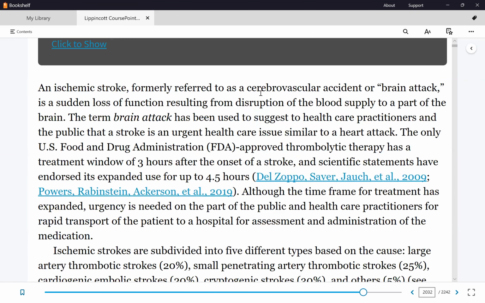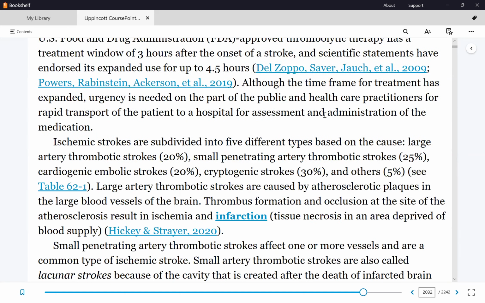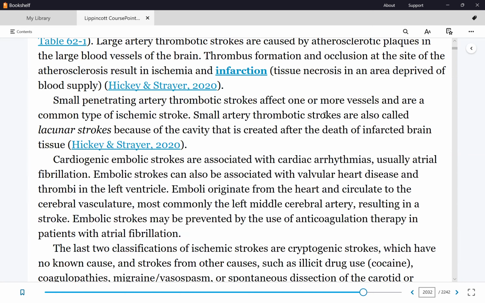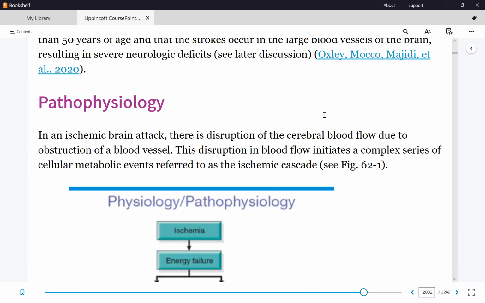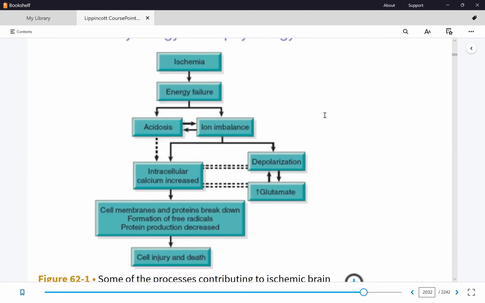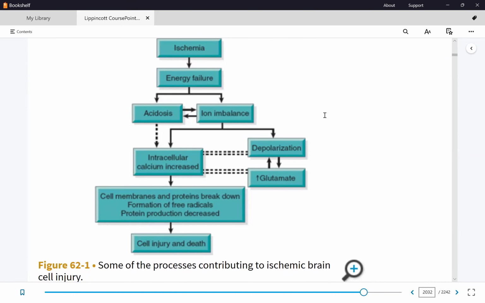So this is the old name. We used to call it a CVA, cerebrovascular accident. No more. We just call it a stroke today. So here again, for ischemic, it's either thrombotic or embolic. Either way, one or more blood vessels in the brain were obstructed by a blood clot, either thrombotic or embolic blood clots, and caused brain anoxia.